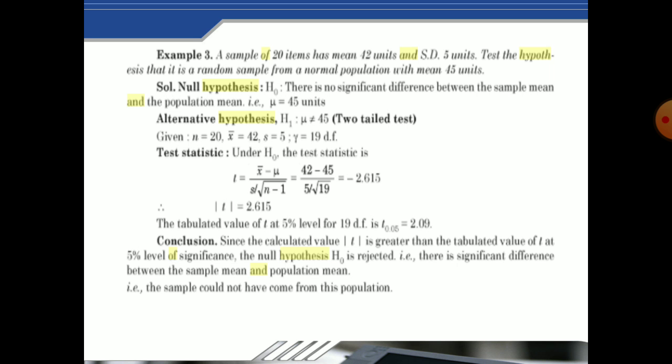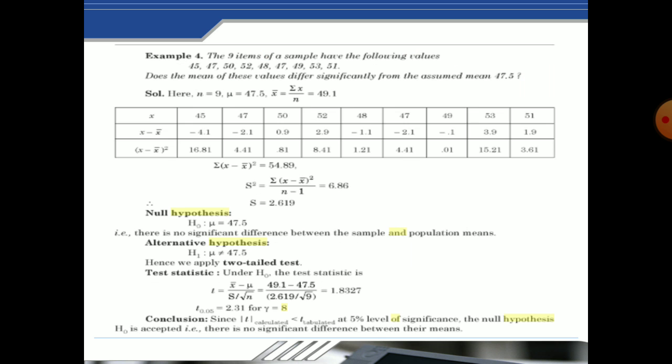null hypothesis. And what does rejecting the null hypothesis mean? That yes, there is a significant difference between the sample mean and the population mean. So that means the sample could not have come from this population. Here we take one more example to clarify it.